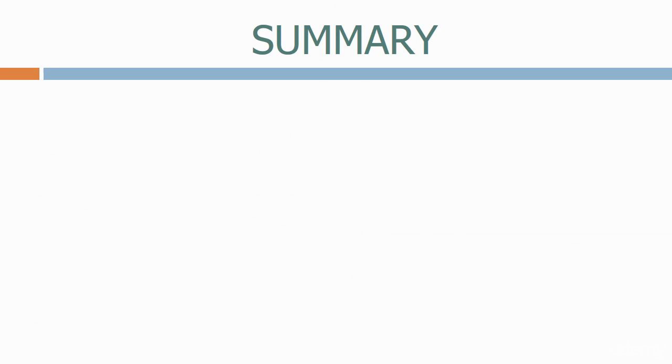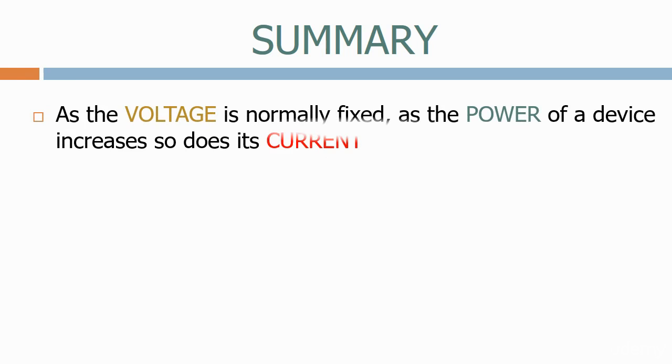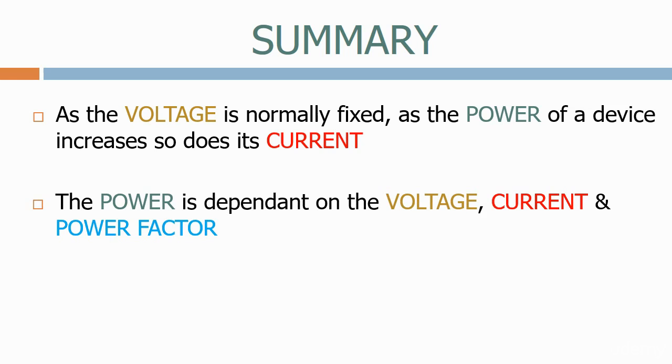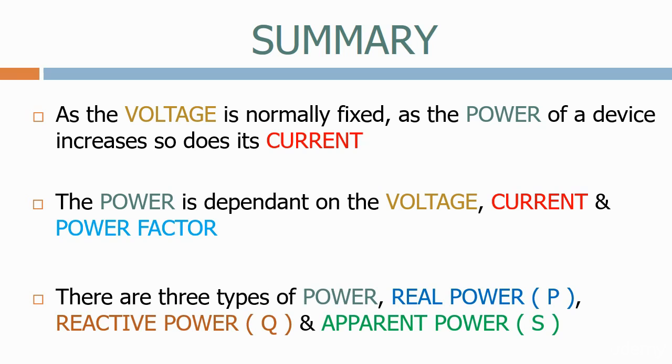Let's now summarise what we've learned today. As the voltage is normally fixed, as the power of a device increases, so does its current. The power is dependent on the voltage, current, and power factor. There are three types of power: real power P, reactive power Q, and apparent power S.